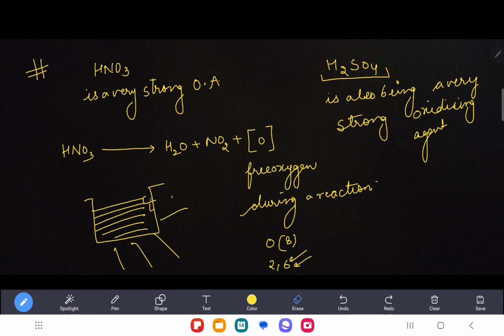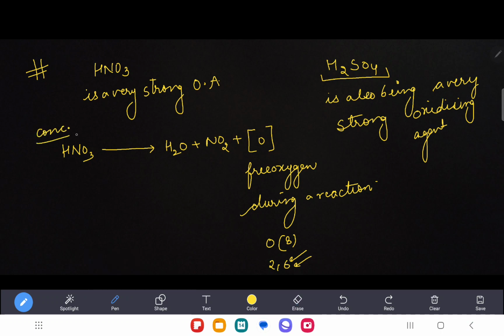But this is the basic nature of concentrated HNO3. What does concentrated HNO3 do? Concentrated HNO3 on sitting decomposes into H2O plus NO2 plus nascent oxygen. Are you understanding? And it leads to the formation of free oxygen. The same is the case with dilute HNO3 as well. Whether it is dilute or concentrated HNO3, on absorbing thermal energy from surroundings, or in the presence of sunlight, or a little bit of heating, it decomposes to form H2O plus NO2 plus nascent oxygen.